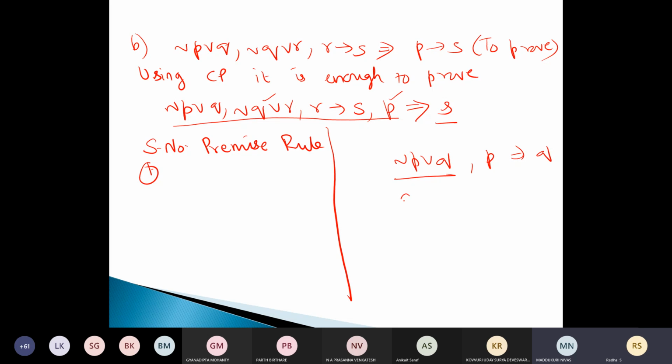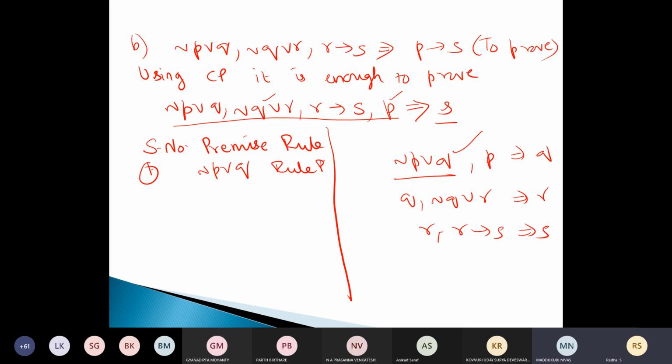So I'll get Q from this. Then what I'll use is Q and not Q or R. So I'll get R from this. Then I'll use R and R tends to S. So I'll get S from this. This is one way of doing it. Or you have to write not P or Q as P tends to Q, equivalent, right? Not Q or R as Q tends to R. So which way you want to follow? Both ways you can do. Which method, the first method? Yes, ma'am.